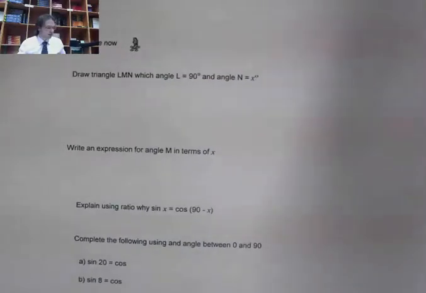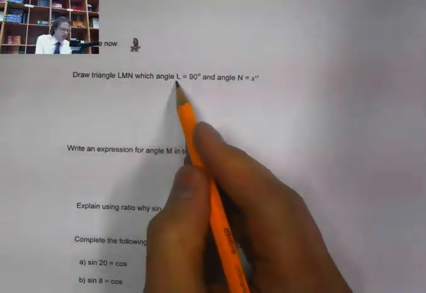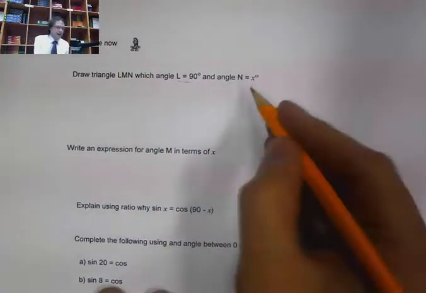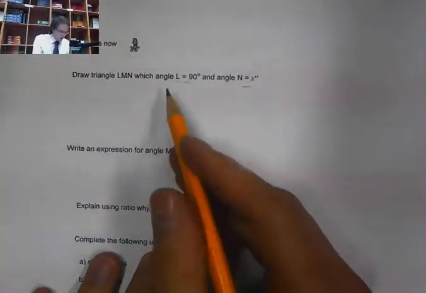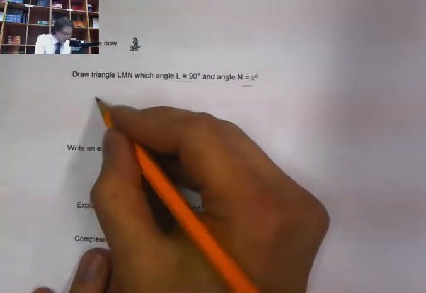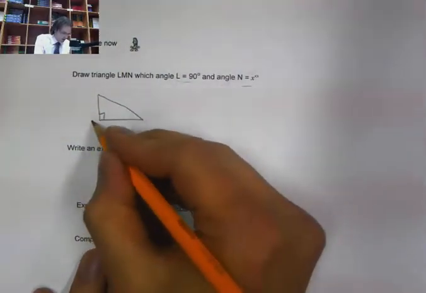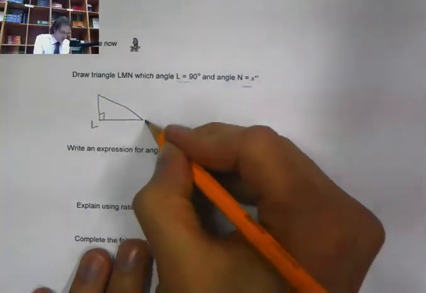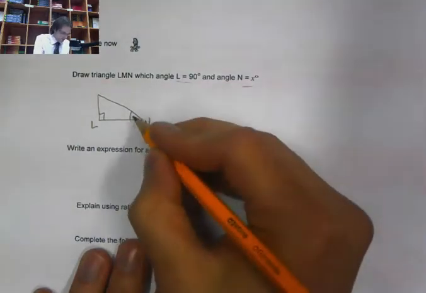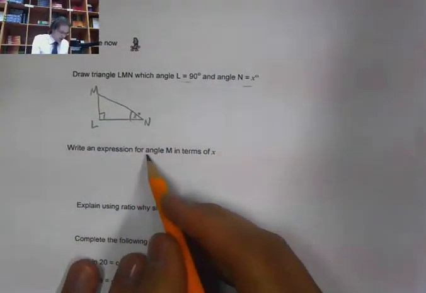So here is my challenge one. It says, draw a triangle LMN where angle L is equal to 90 degrees and N is equal to x degrees. Well, so let's draw this triangle out. I'm going to end up getting a triangle that looks something like this. 90 degrees is L, so that's L. N is going to be my x degrees, and we have M here. Okay? Now, write an expression for angle M in terms of x.